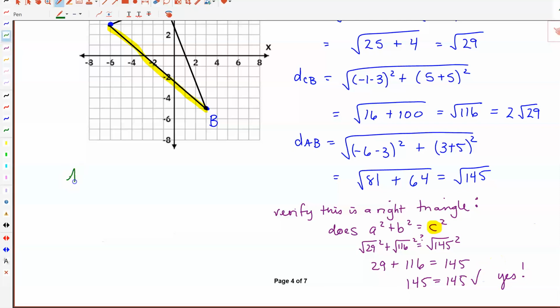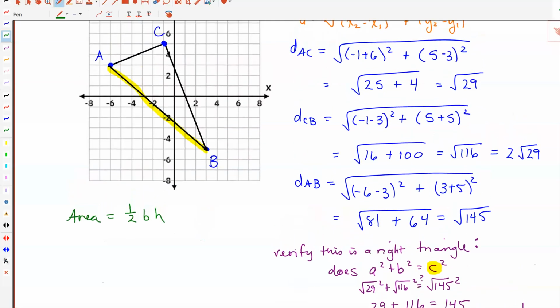Alright, so we're almost done. The last thing we're asked to find is the area. So the area of a triangle is found by 1/2 times base times height, where the base and the height meet at a right angle. So on this one, the right angle would be right here. And it doesn't matter which one of the side lengths you call the base and which one you call the height, but it does matter that you use these two side lengths. So the AC and the CB side length has to be used.